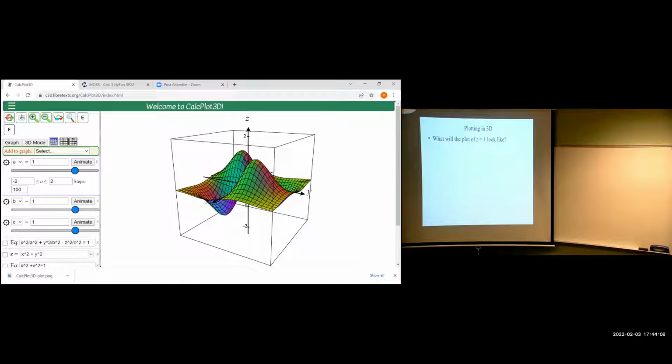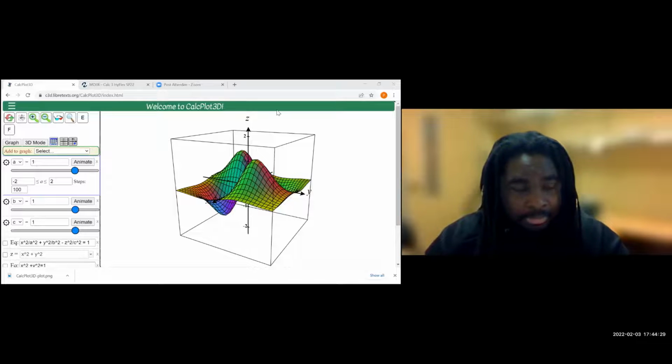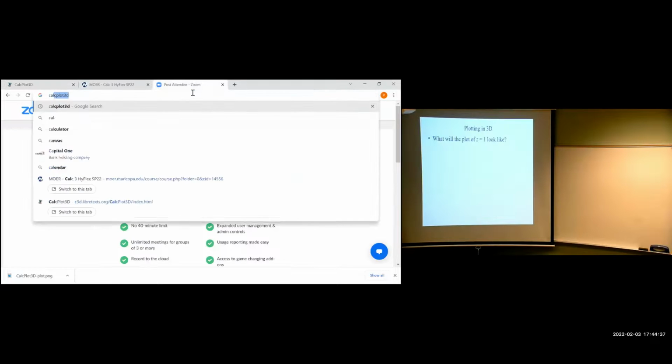So in CalcPlot 3D, and for those of you at home, if you haven't brought it up, you can just search for CalcPlot 3D. It'll be one of the very first options. Oh, and I've got to make sure I'm using the right computer. Put it in the chat for the people at home. All right. Let me bring up a fresh one. We'll go back to that one in a second.